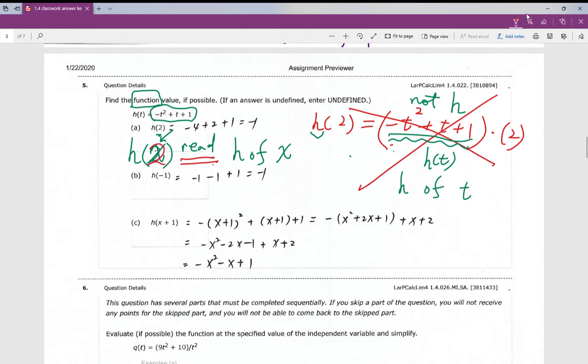you want to change x to become 2. So you want to change, let me change it to t. Sorry. Okay, let me change to t because right now we are using t. So here, h of t, let me write down bigger so I can show you more work. So h of t is negative t squared plus t plus 1.